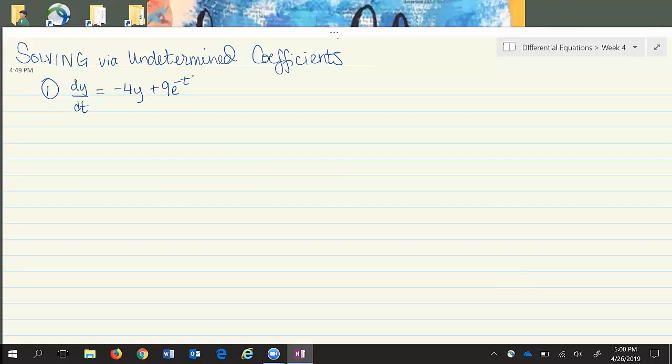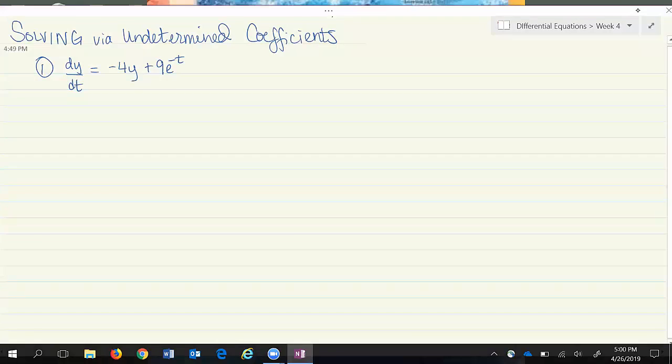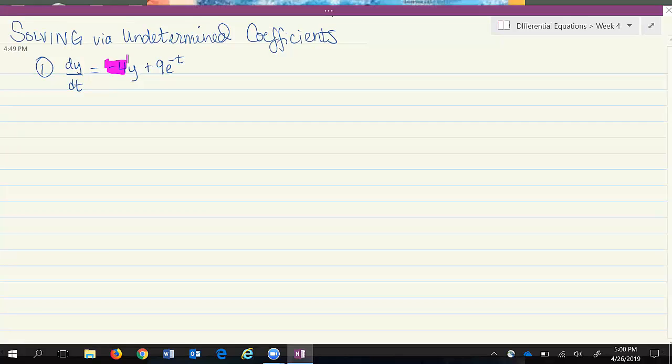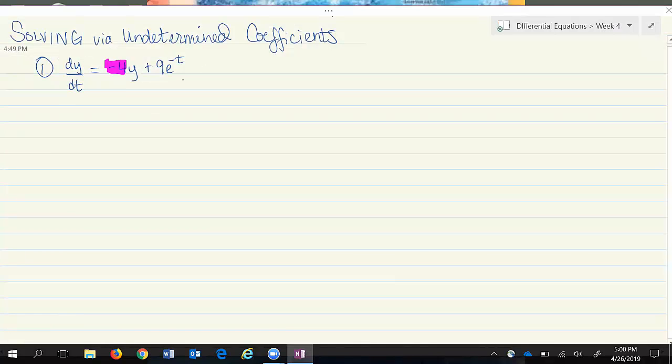Now, every time we do an undetermined coefficients problem, we have to look at two things. The first thing we want to look at is the constant attached to y. Notice in this case that constant is negative 4. So that allows us to think about an associated simpler equation, the associated homogeneous equation, which would be of the form dy/dt equals negative 4y.